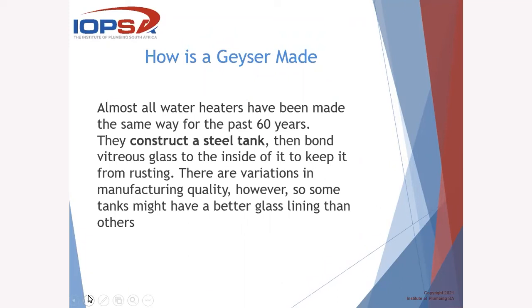Those of you who have been lucky enough to do a factory visit, I went to Kwikot, and I saw how they produce and manufacture geysers from a flat sheet of metal. Once they've made the geysers and they are hanging upside down, that's when they spray them with this blue metal vitreous glass lining.